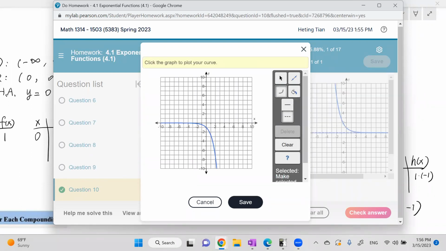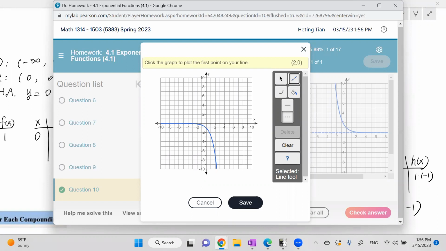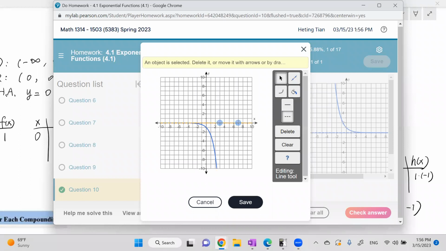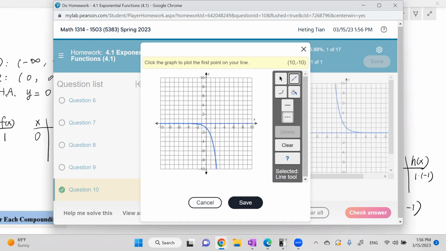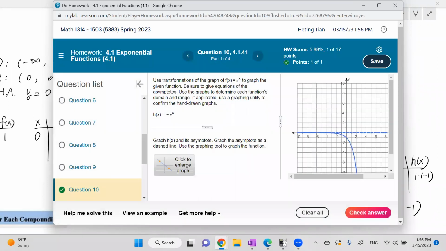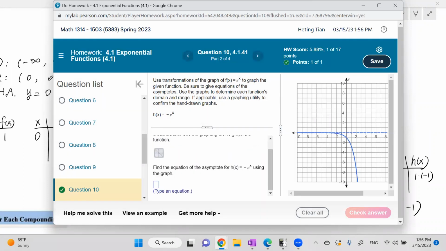And next, I will click the dash line, then click line 2 to decide the horizontal asymptote. I just click 2 points here. That's a yellow dash line, so I click line 2 again, make it into blue, and then click save. Now let's check the answer. Yes. So be careful. The question is h of x equals -e to the x.